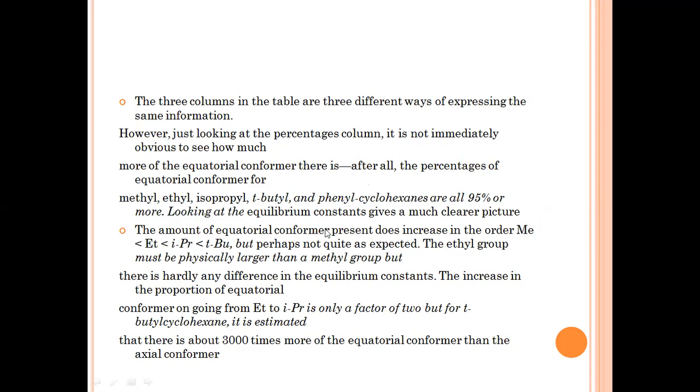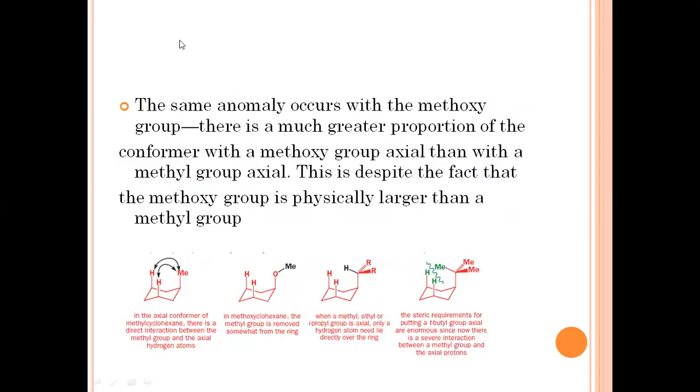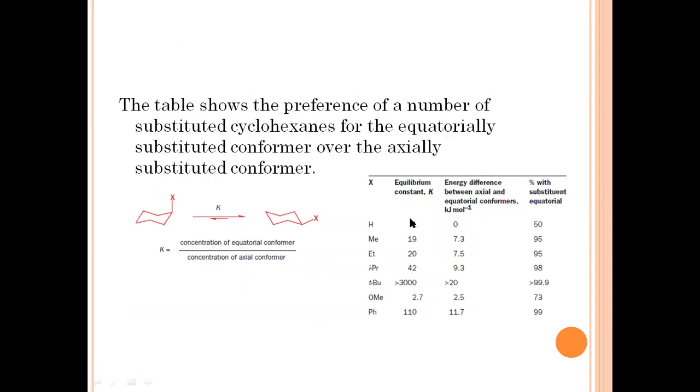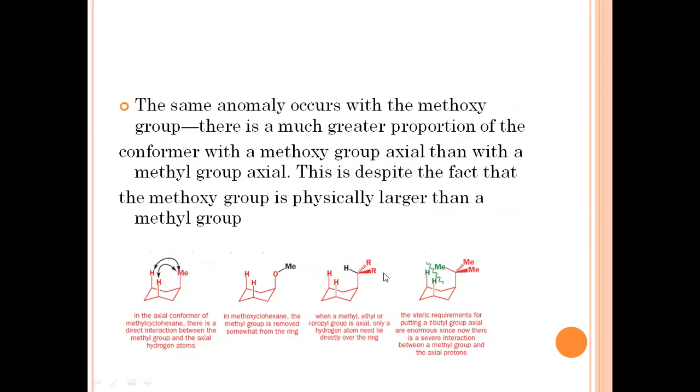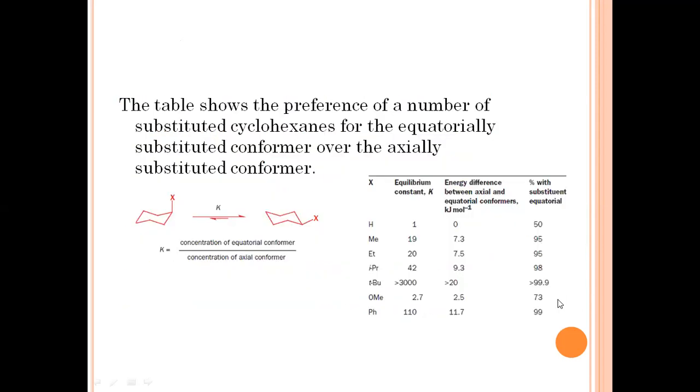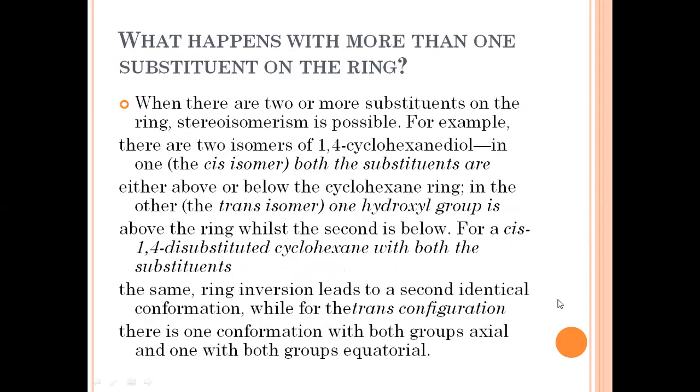So the amount of equatorial conformer present does not increase in the order of methyl, ethyl, to tertiary butyl as we might expect. The ethyl group must be physically larger than the methyl group, but there is hardly any difference in the equilibrium constants for the different substituent groups. In this diagram, we can see that they have similar percentage values even with different substitutions.